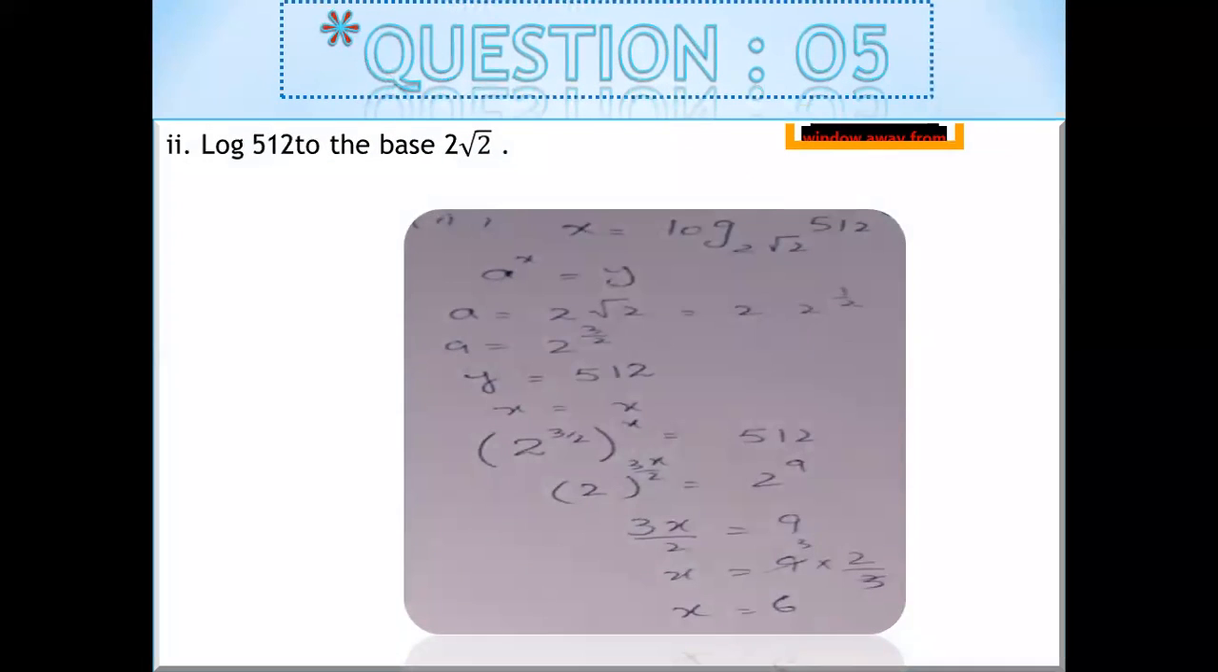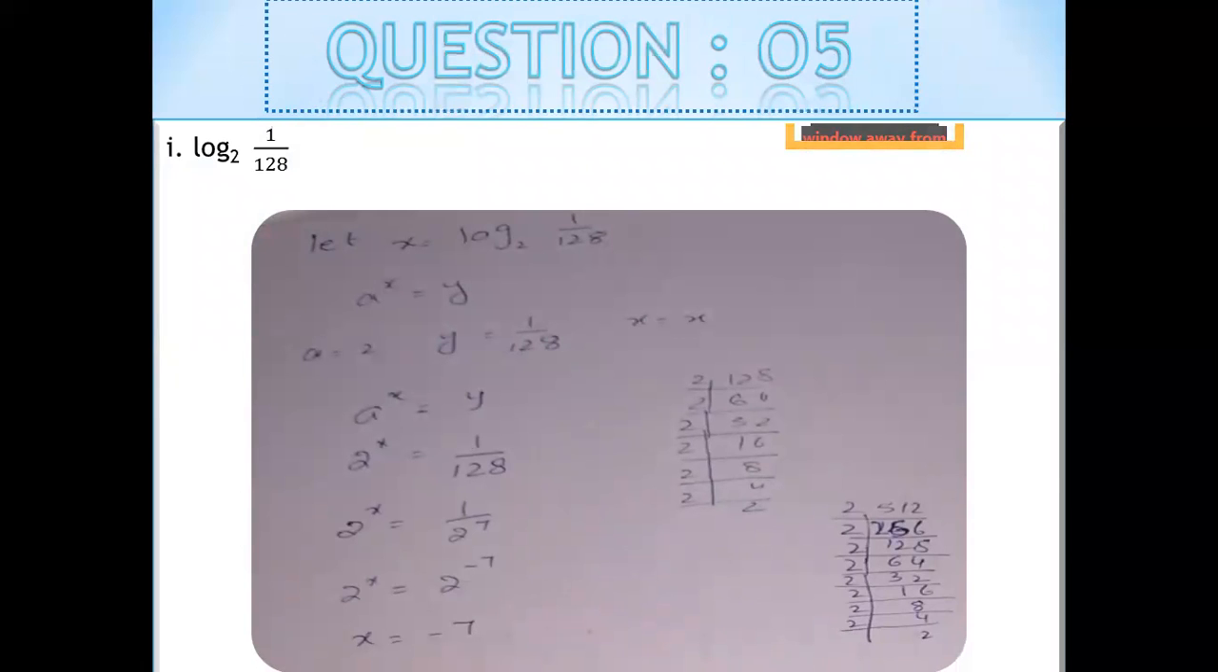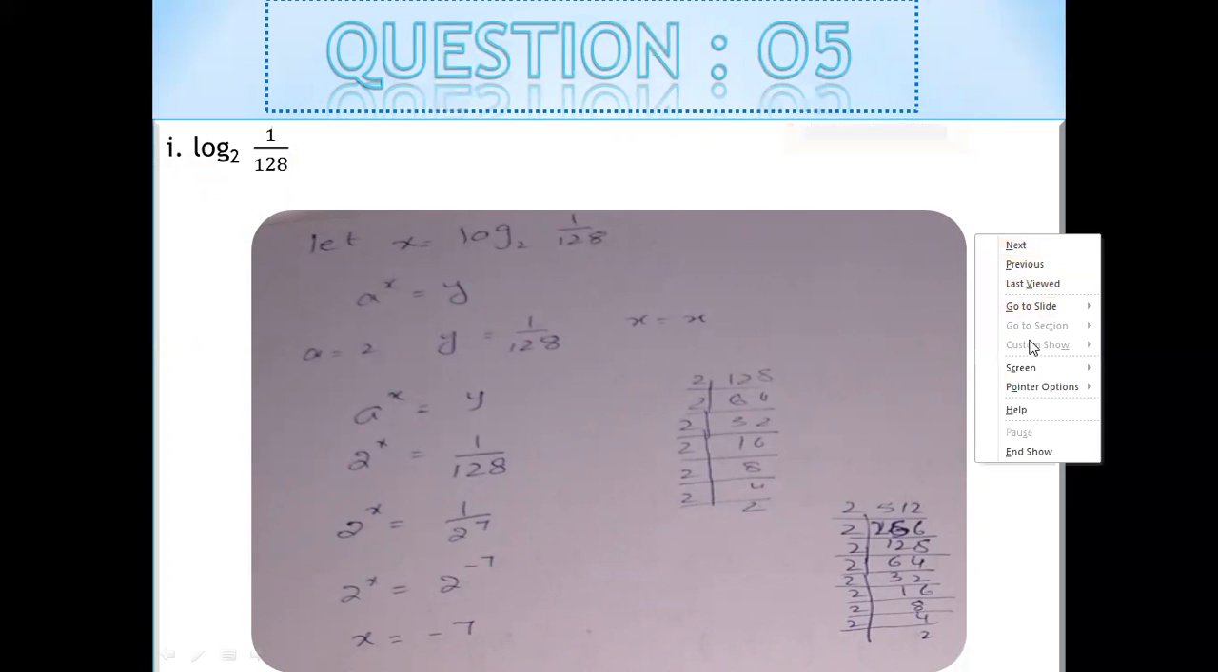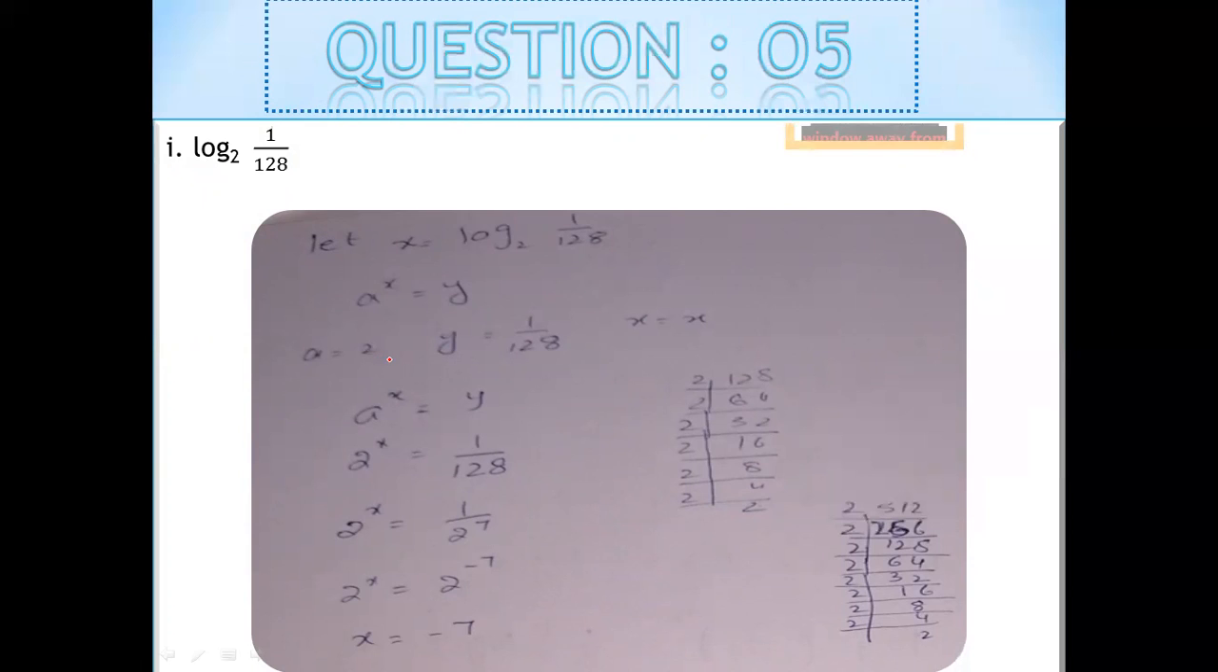In question 5, the first part is log to the base 2 of 1 over 128. The equation is not given, but you write that let x is equal to log to the base 2 of 1 over 128, and then you compare, find a, x and y, and put the values in the exponential form. Then the same way you calculate the value of x, which is minus 7, because 1 over 2 raised to the power 7, we change the position to 2 raised to the power minus 7. Both bases are the same, so the value of x is equal to minus 7.